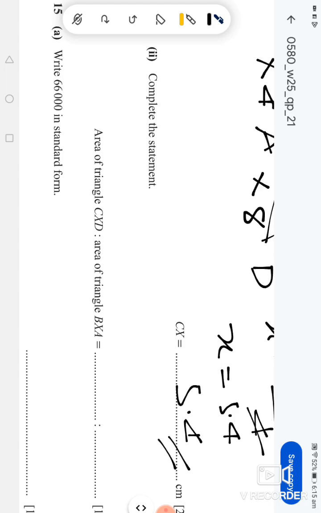Complete the statement. The area of the triangle CXD is to area of the triangle BXA. That is 2 square is to 1 square. So 4 is to 1.